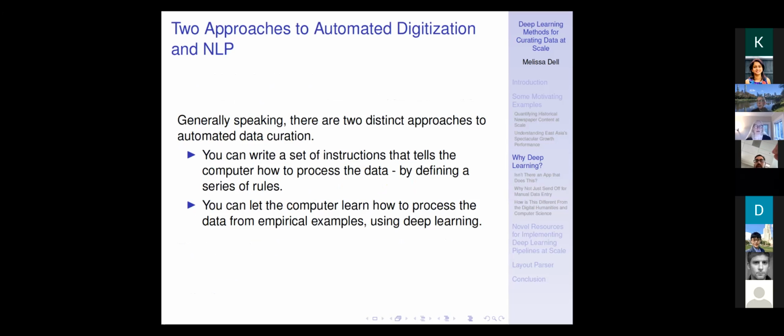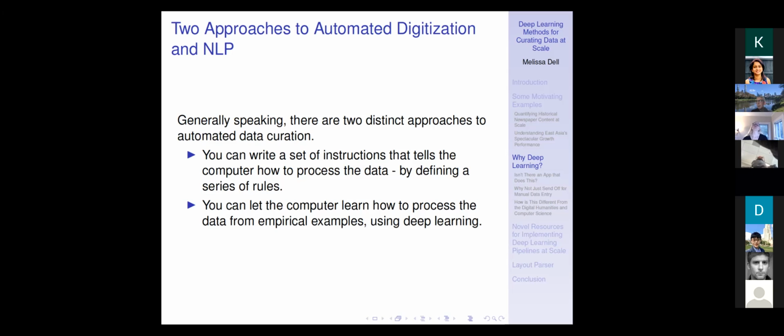And so generally speaking, there are two different approaches to automating data curation. The first approach would be to write down a set of instructions that tells the computer how to process the data by defining a series of rules. The second approach is that you can let the computer learn how to process the data from labeled empirical examples that you give it. It does that through deep learning. And so these are two very different approaches.